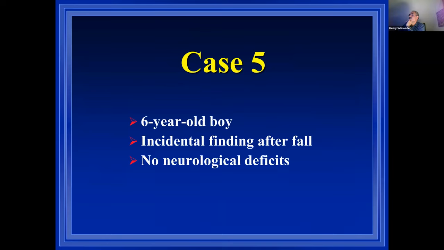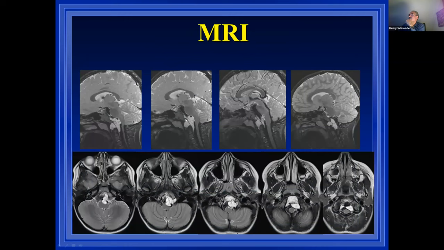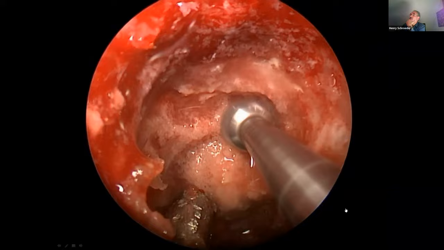And one example of a six-year-old boy, he had just an incidental finding after a fall, no neurological deficits. And you see here seems to be some bone missing. And you see there is the chordoma in the midline going behind C2. And it seems to have an intradural component because the vertebral artery is engulfed. And you see the tumor goes far behind the dens of the second vertebral body. So we resect in the midline.